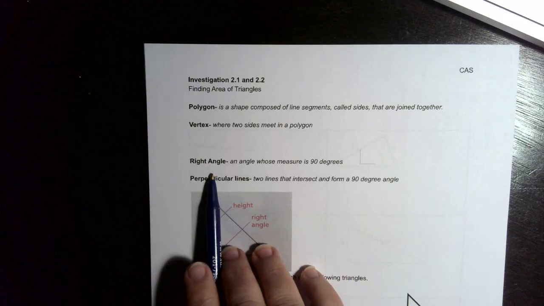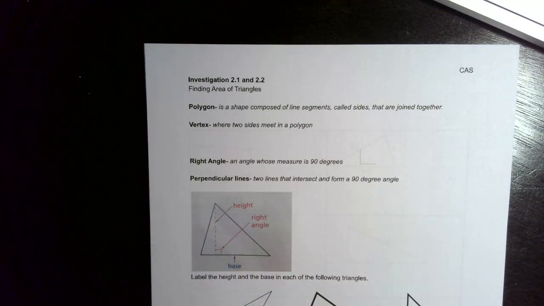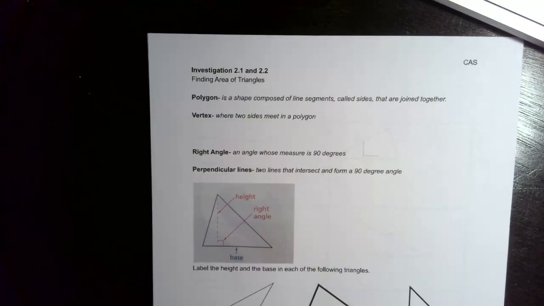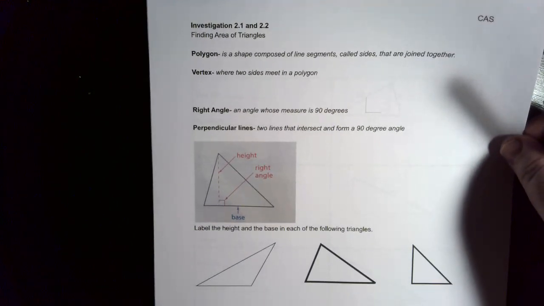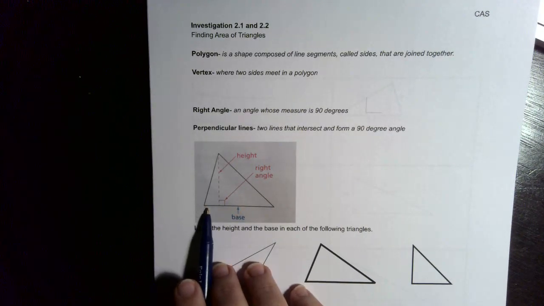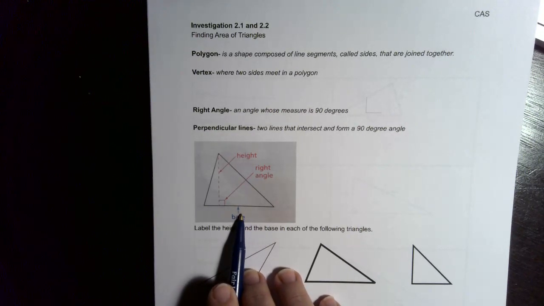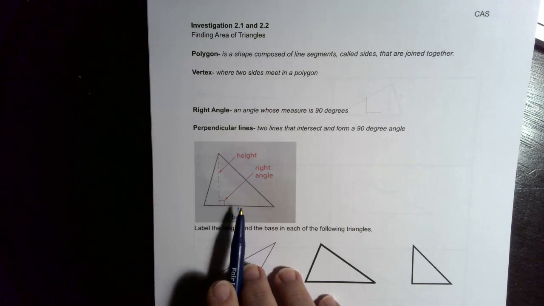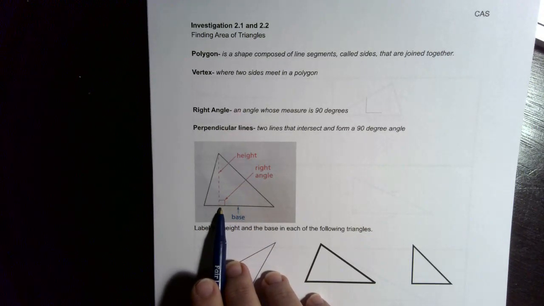Review again, a right angle is an angle that measures 90 degrees. And the very important perpendicular lines are two lines that intersect to form a 90-degree angle. Okay, things that are important in our triangles are bases and heights. The base doesn't necessarily mean the bottom of the triangle. The base is used to help you find the area, and your height has to be a perpendicular line.